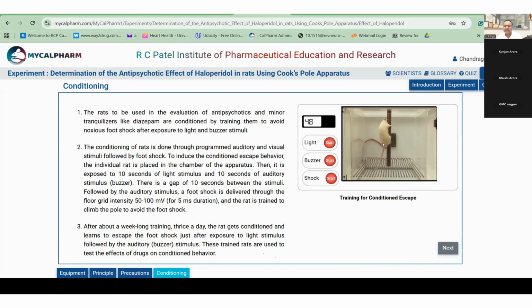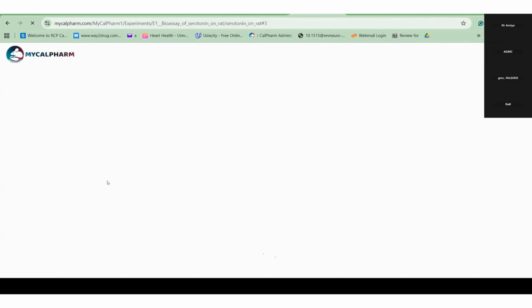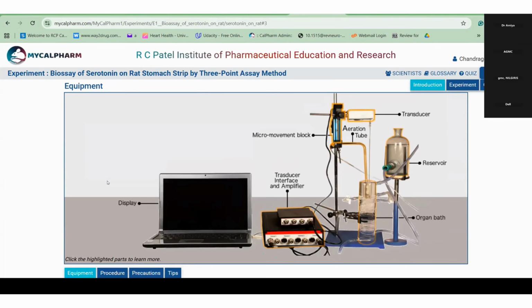But if you give diazepam-like drugs or other sedative drugs, barbiturates, then they will be inhibiting both conditioned and unconditioned response. So like this, you can teach your subject far more effectively if you are using MyCalPharm for your theory as well as practical classes. Beyond this, there are other experiments like bioassay or dose response curves, or the effect of an antagonist on shifting of the dose response curve.